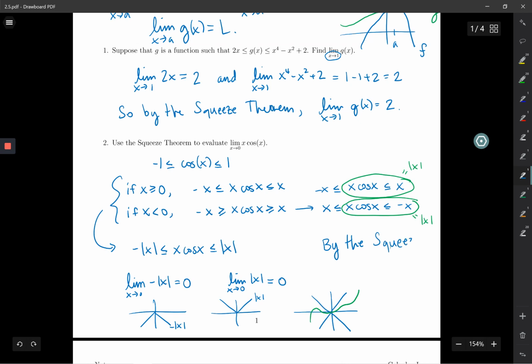And so if you do use the squeeze theorem, I would like for you to write this part out. Make it very clear that you know that you're using the squeeze theorem to evaluate the limit. So the limit of x cosine x is equal to 0. And that's our answer.